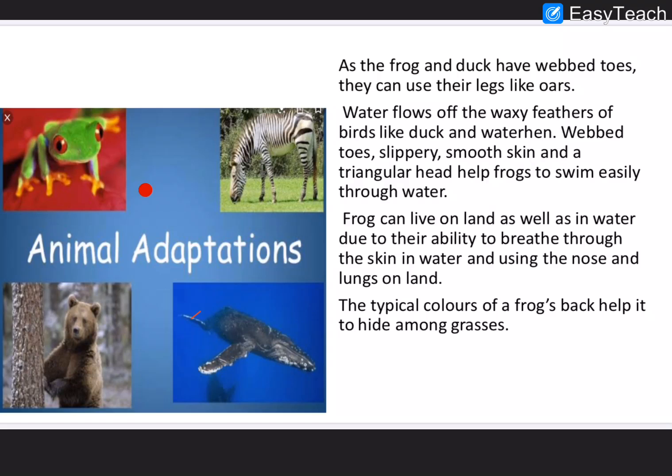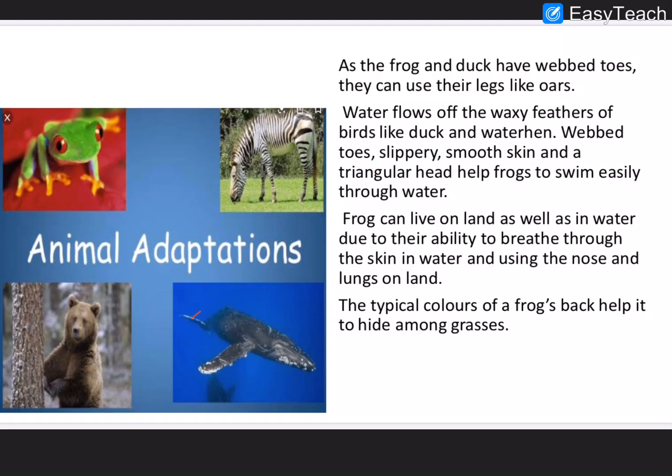So now we are going to discuss the general adaptation in different kinds of animals. As frogs and ducks have webbed toes, they can use their legs like oars. You can see the type of legs seen in frogs and ducks. Webbed means they have a network-like skin in between the toes. So they use their legs like oars to swim in water, and water flows off the waxy feathers of birds like duck and water hen. So the feathers of duck and water hen have a waxy layer.